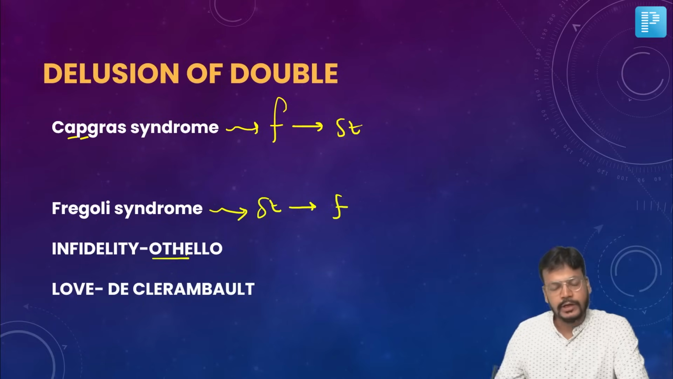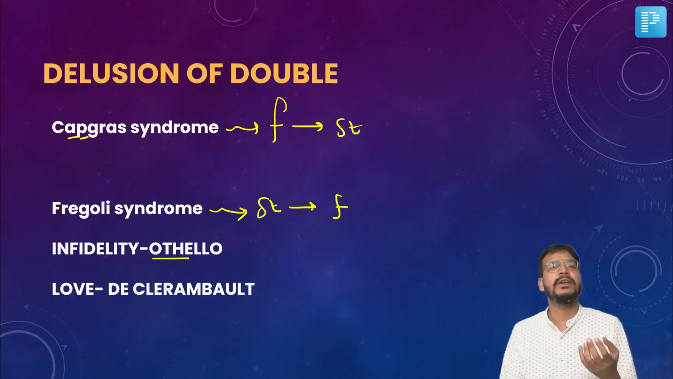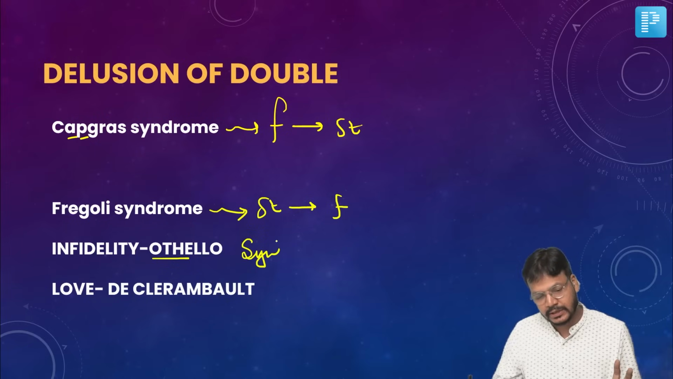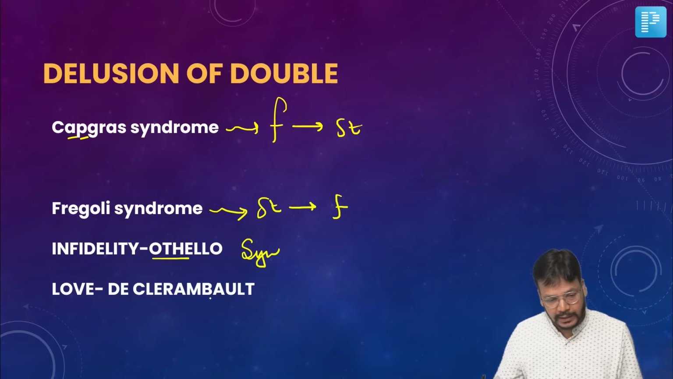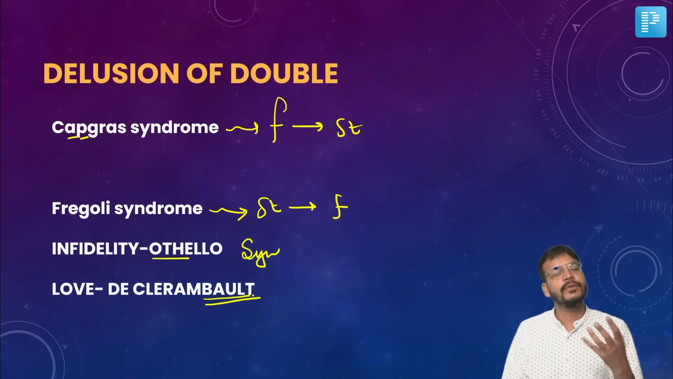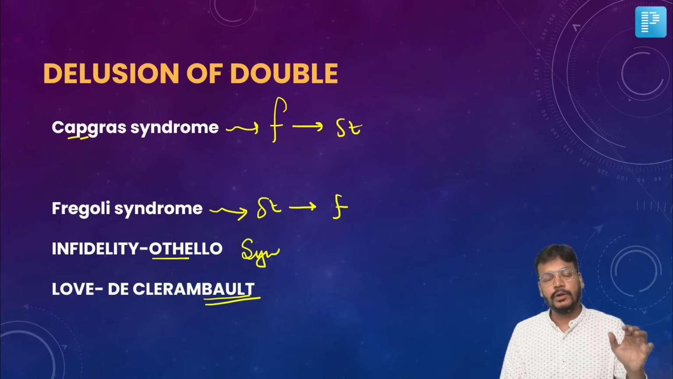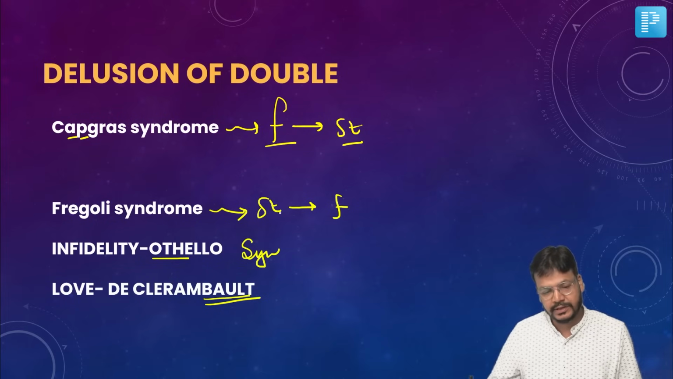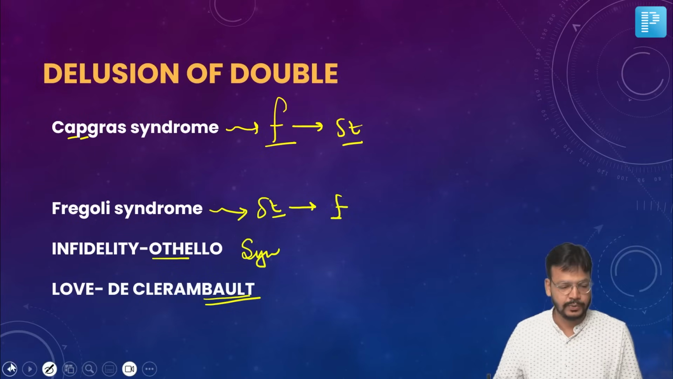Delusion of infidelity is Othello syndrome. What is infidelity? Your partner is not loyal. If your partner is not loyal, you will say Othello syndrome. So infidelity delusion is Othello syndrome. And delusion of love, Bolt loves you. That's a trick. It's very common in females. Female को लगता है Bolt loves me. De Clerambault syndrome. Delusion of infidelity, Othello. Bolt मेरे से प्यार करता है. De Clerambault, love वाला. और अपना पराया, Capgras, familiar looks like a stranger and stranger looks like familiar. That's it.